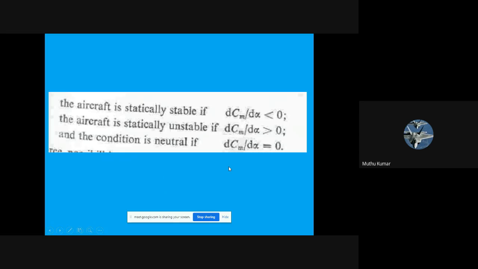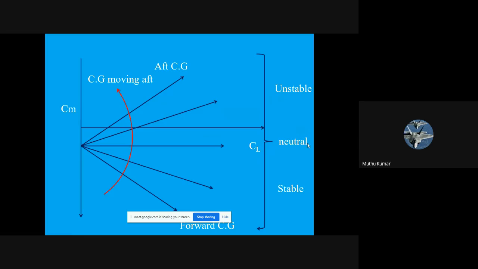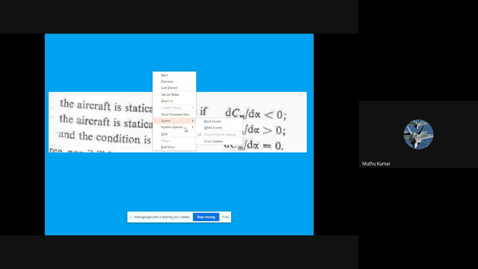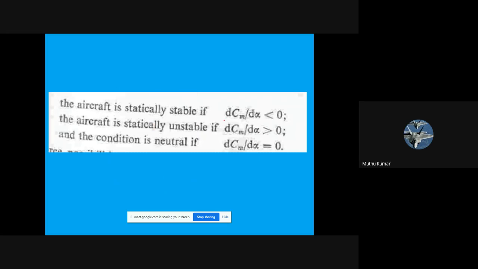So we can write these three conditions simply. dCm by d alpha. Whether it is in CL or in alpha is the same, because alpha and CL increase in the same fashion, and decrease in the same fashion. Whether you write dCm by dCl or dCm by d alpha, both are the same. If it is less than 0, I call it stable.